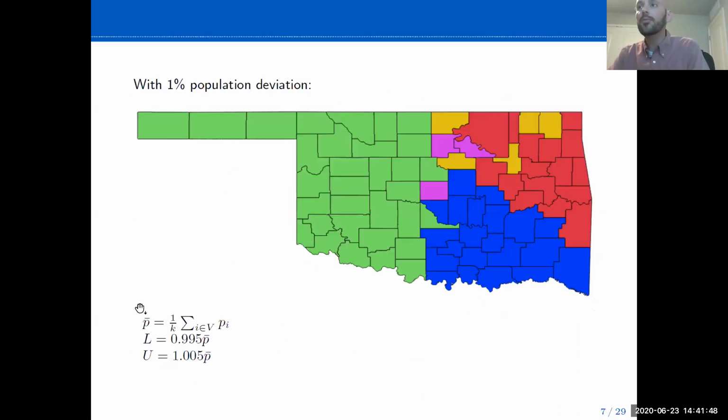Okay, so if you solve that model for, let's say, the state of Oklahoma at the county level, and you require a 1% population deviation, this is the solution that you'll get. And so you'll see that the compactness-seeking objective is not enough to impose contiguity. So then the question becomes, well, how would you explicitly impose contiguity in the context of that model?